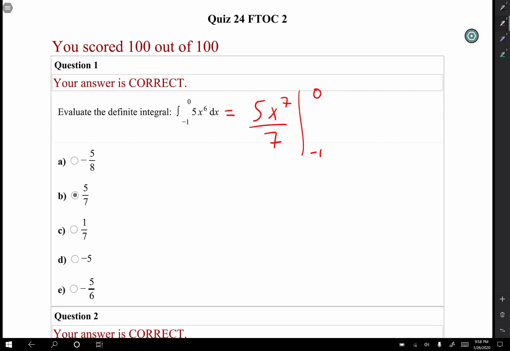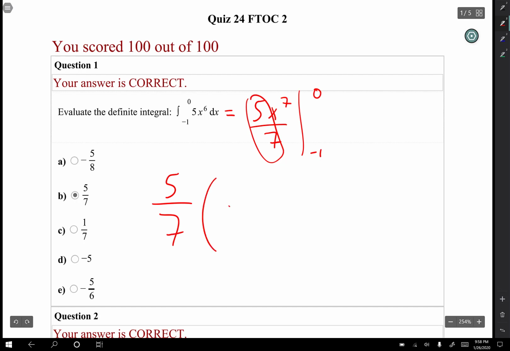So you can actually factor this out because, think about it, sorry, I'm going really fast. If you think about it, both of these terms are going to have 5/7. So you can factor them out if you think it's going to make life simpler, and I think it will. So here I am factoring this out: 5/7, giant parenthesis, 0 to the 7th minus a -1 to the 7th.